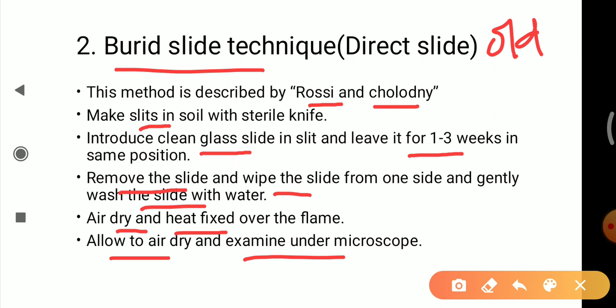In this, first of all, we make a slit with the help of a sterile knife. Into that slit, we insert a glass slide and leave it for 1 to 3 weeks in the same position. After 1 to 3 weeks, we remove the slide and gently wipe off the soil attached to one side. Then we wash it, air dry and heat fix over the flame, allow it to air dry, examine it under the microscope and count. This is all about the buried slide technique. It is an old method.